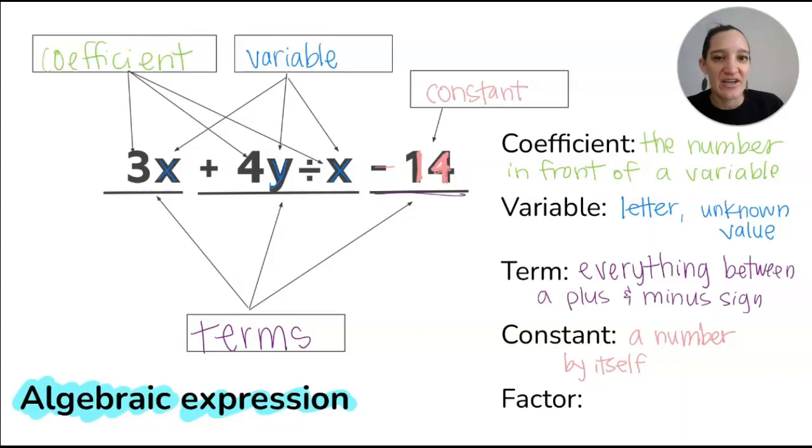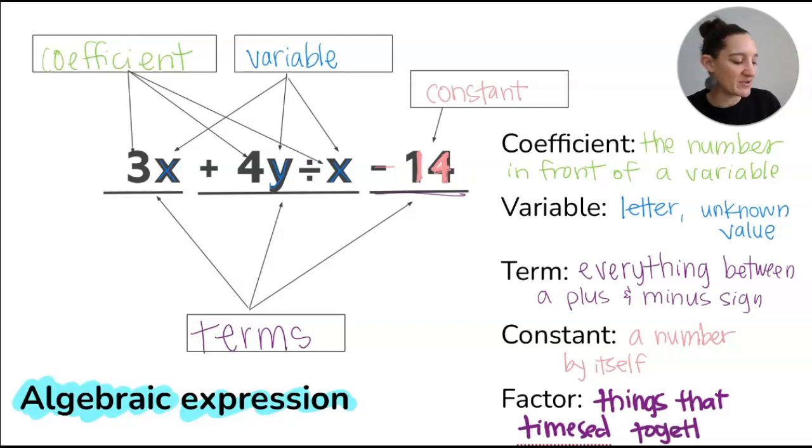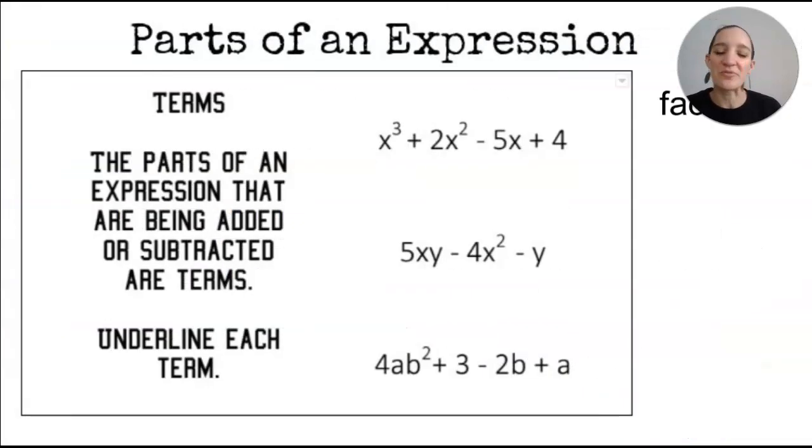All right, factors. Factors are numbers that are times together, or things that are times together. I'd say numbers, but in this case we've got numbers and variables being times together, so I'll just be really formal and official and say things. Things that are times or multiplied together. So in this case, the 3 and the x are factors. They are being multiplied together. The 4 and the y are factors. They are also being multiplied together. Don't worry, we'll practice all of those.